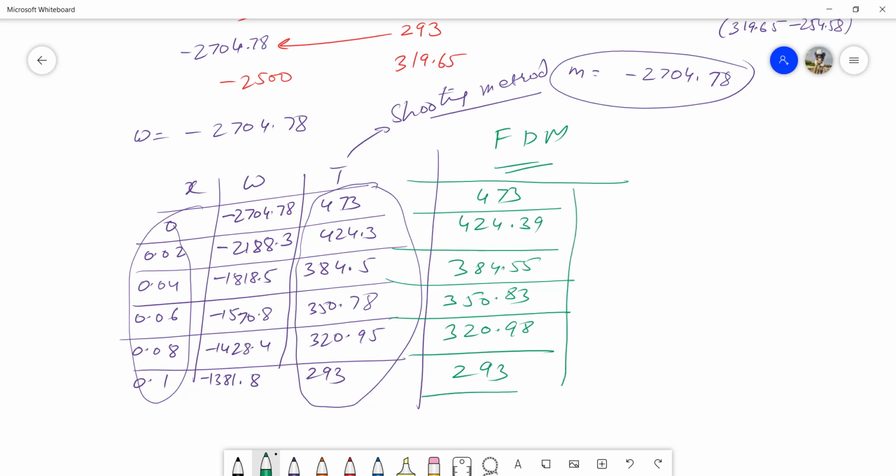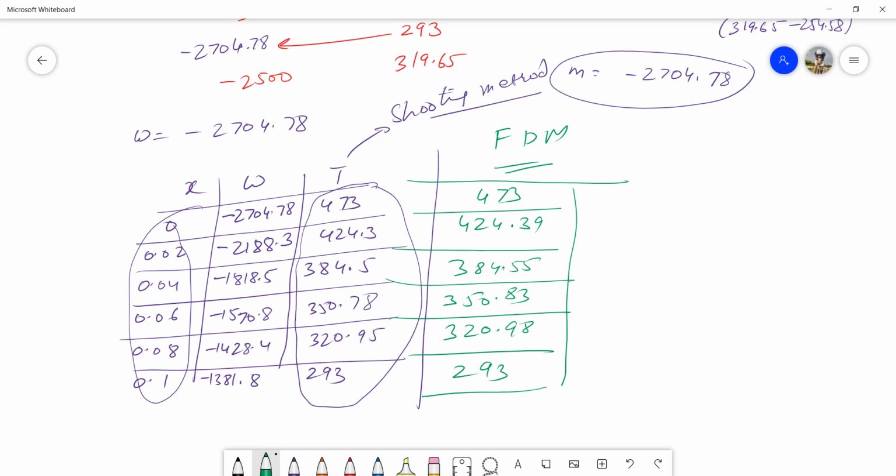So there's hardly any major difference in the result, whether we approach by shooting method or by finite difference method. The only difference between both the methods is the shooting method becomes quite lengthy in calculations. Otherwise, it gives the same result as we have for finite difference method. Clear? So you can approach any problem by either of these methods.